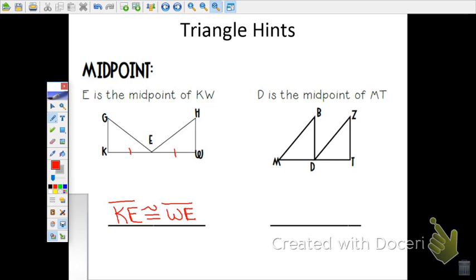In that next example, D is the midpoint of segment MT. So again, I know that's been cut into 2 congruent parts. So I know MD is congruent to segment TD. So that gives me a pair of sides that I know to be congruent.